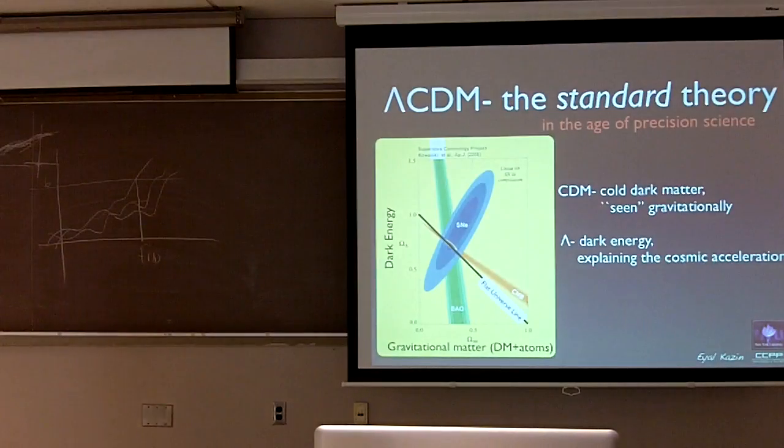So I mentioned that cosmology is in the age of being a precision science, and this is the leading theory, our Big Bang model, we call it lambda CDM, based on dark energy and cold dark matter.